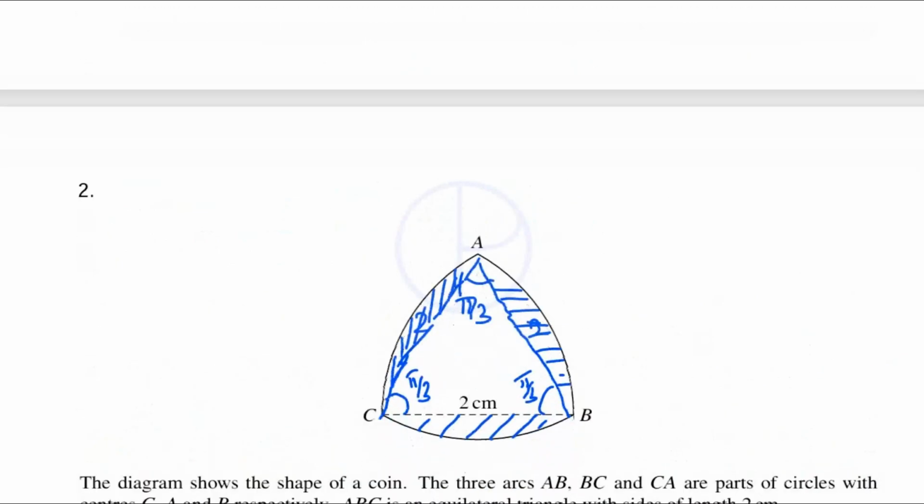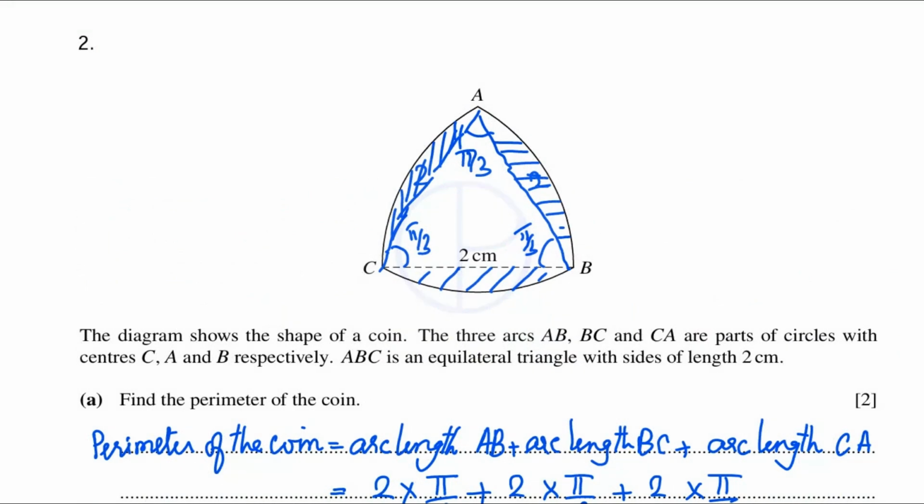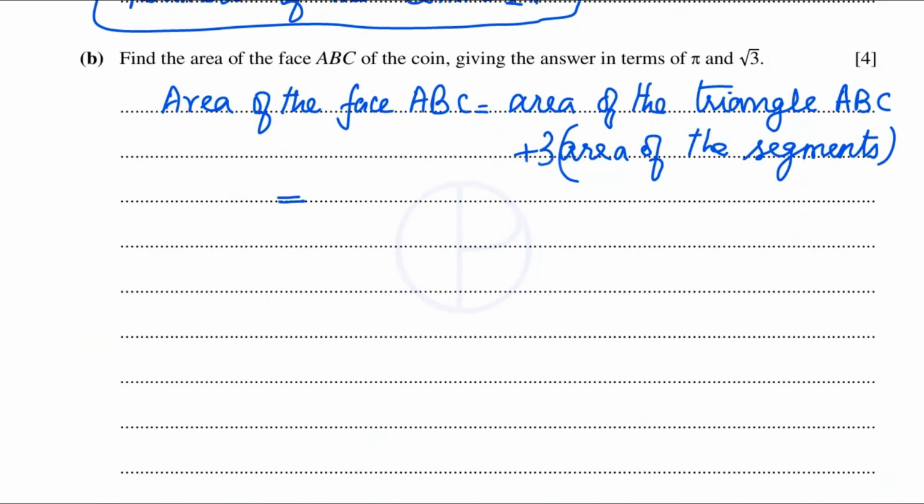So how to find the area of these segments? Let's consider this part. This is nothing but the area of the sector ACB minus the area of the triangle ACB. We have three segments here, 3 times that value. So first, what is the area of the triangle? The area of the triangle is 1 over 2 multiplied by r value 2 squared multiplied by sine, the angle is pi over 3.